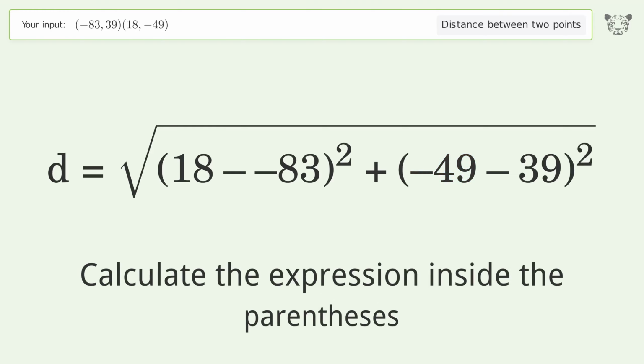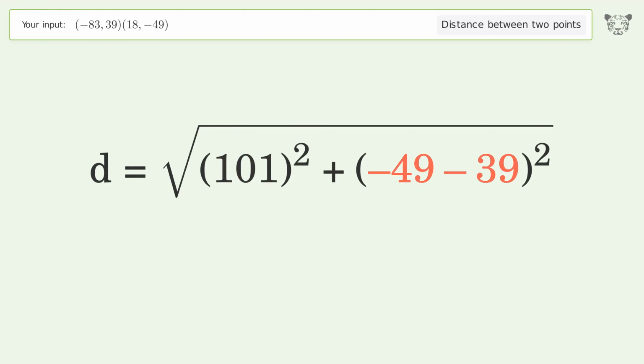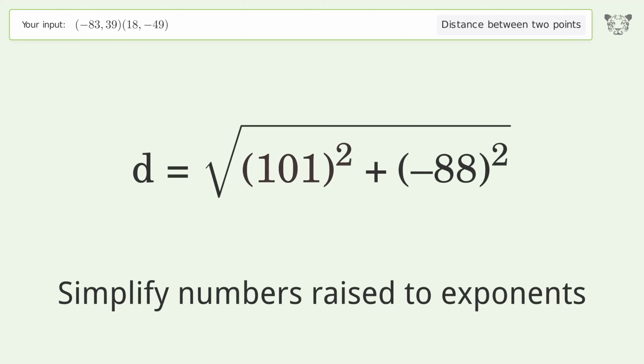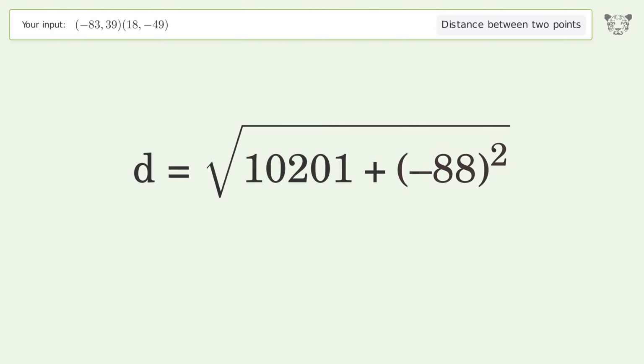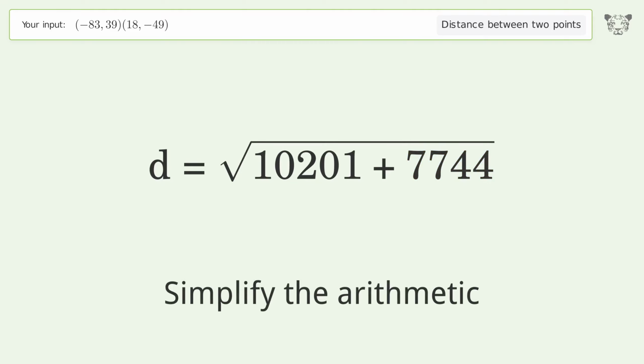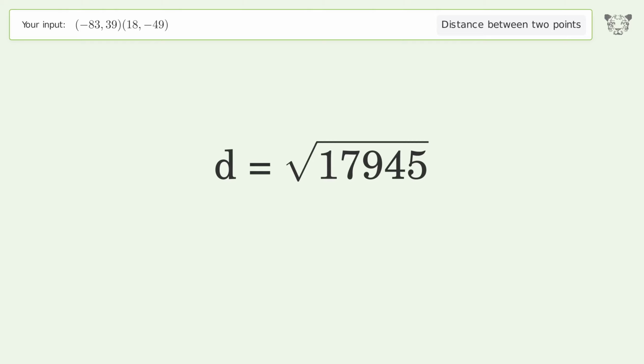Calculate the expression inside the parentheses. Simplify numbers raised to exponents. Simplify the arithmetic. And so the distance between the 2 points is the square root of 17,945, or 133.959.